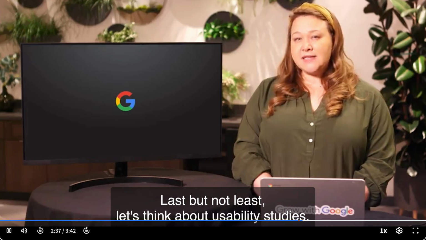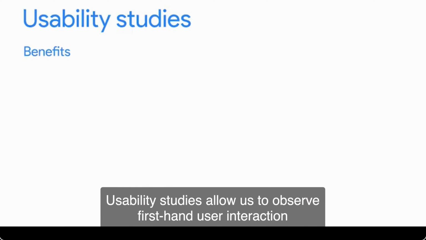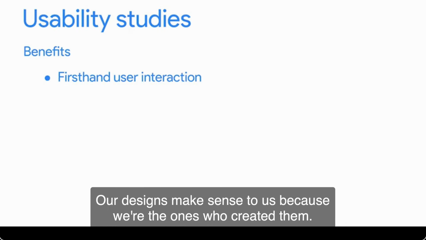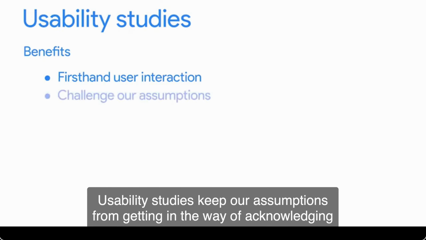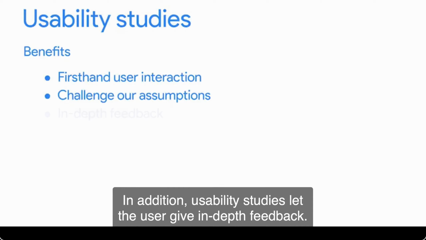Last but not least, let's think about usability studies. Usability studies allow us to observe firsthand user interaction with our product. Our designs make sense to us because we're the ones who created them, but that doesn't guarantee they'll make sense to every user. Usability studies keep our assumptions from getting in the way of acknowledging the user's actual experience. In addition, usability studies let the user give in-depth feedback.